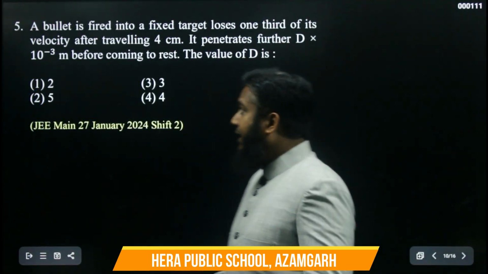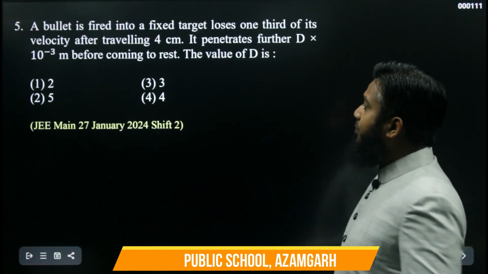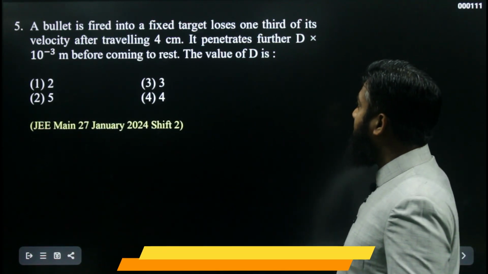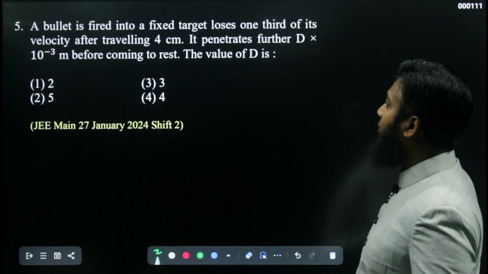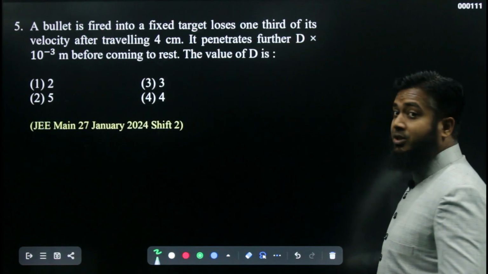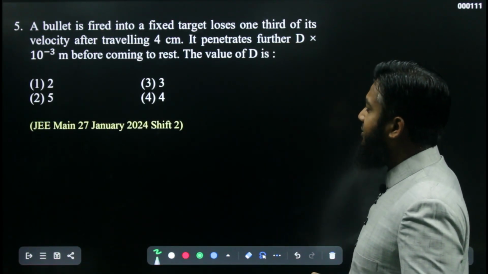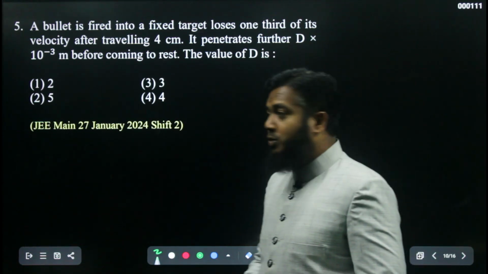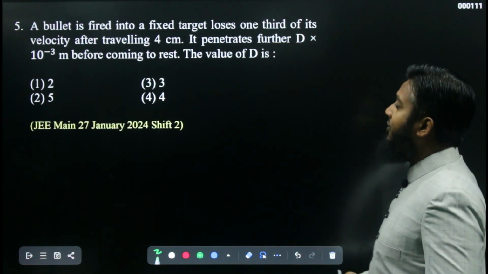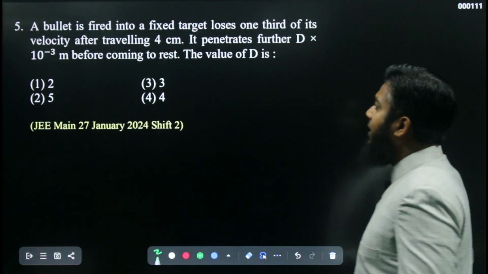Now let us take the next question. It says a bullet is fired into a fixed target, losing 1/3 of its velocity after traveling 4 centimeter. It penetrates further d × 10⁻³ meter before coming to rest. The value of d is?